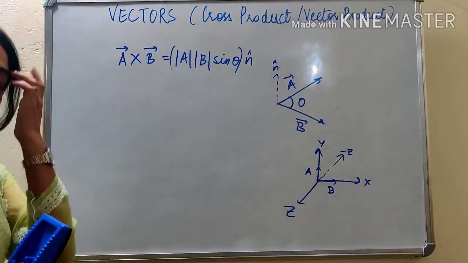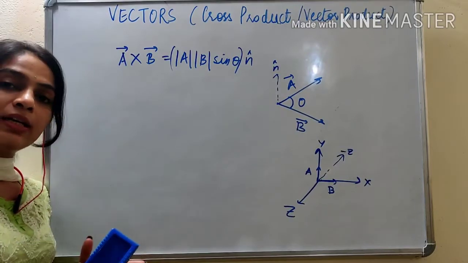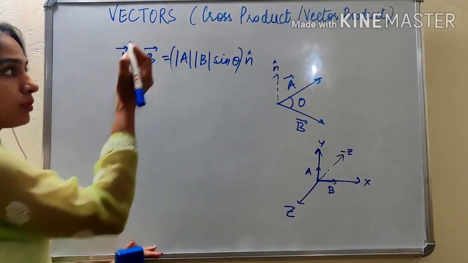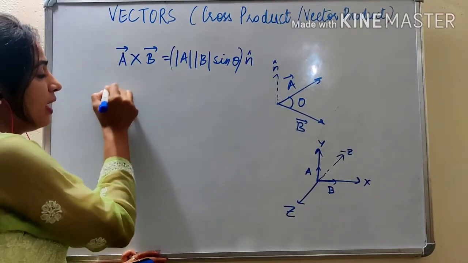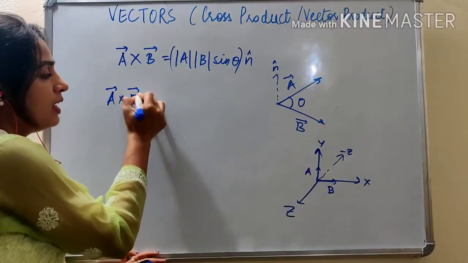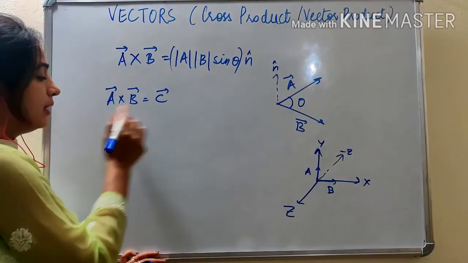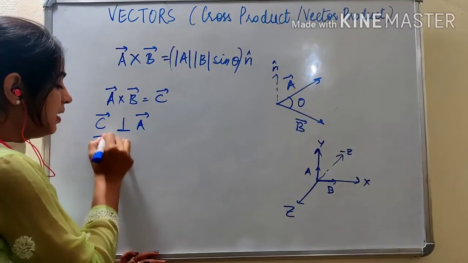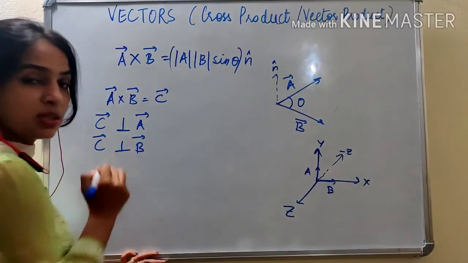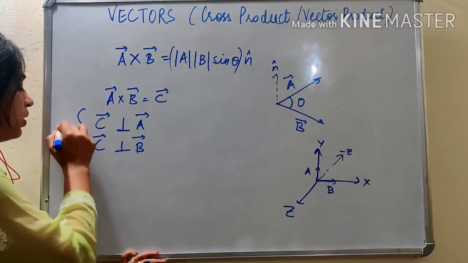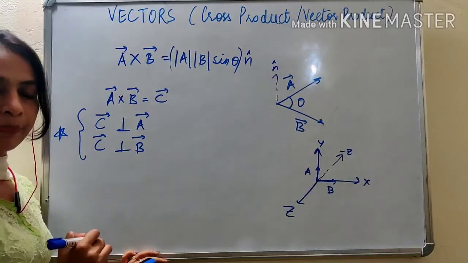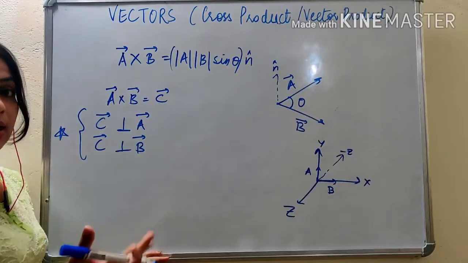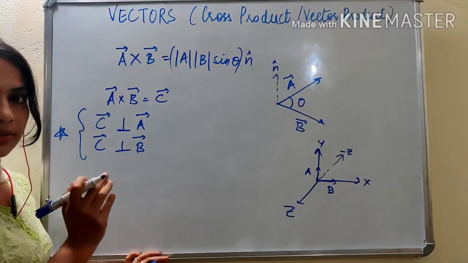Remember, whenever we take the cross product, the resultant will always be perpendicular to both the multiplied vectors. That means if A cross B is giving you vector C, then this vector C will be perpendicular to A and C will be perpendicular to B as well. This is very important for you to remember. Okay, so vector C, the resultant, will be perpendicular to both these vectors.